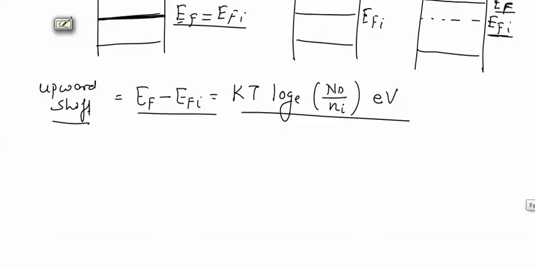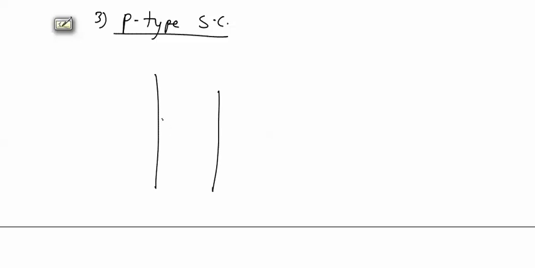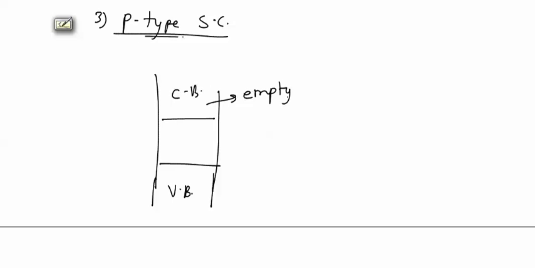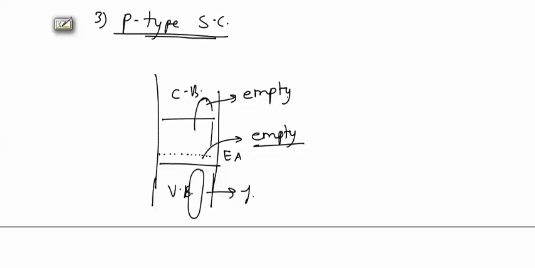Now we will see the Fermi energy level for p-type semiconductor. Number 3, p-type semiconductor. For p-type semiconductor, initially all the electrons will be in valence band and all the empty states will be in conduction band. When a material is doped with trivalent impurity, there is a creation of some empty energy levels in acceptor energy level, means here electrons can be accepted. So these are empty energy levels and these are filled energy levels. So we will plot the Fermi energy level between these empty energy levels and filled energy levels. This will be the Fermi energy level of p-type semiconductor.